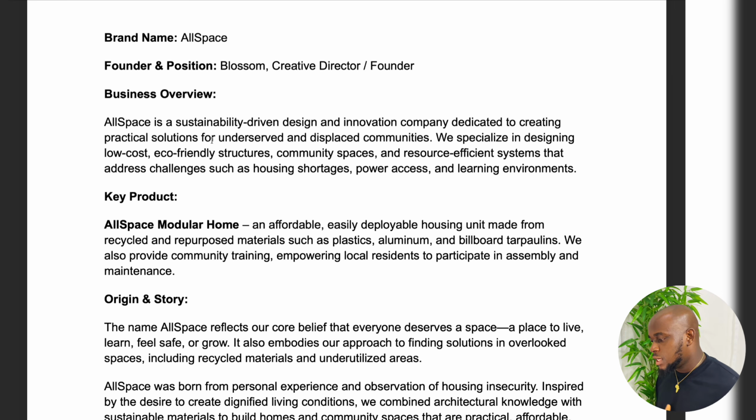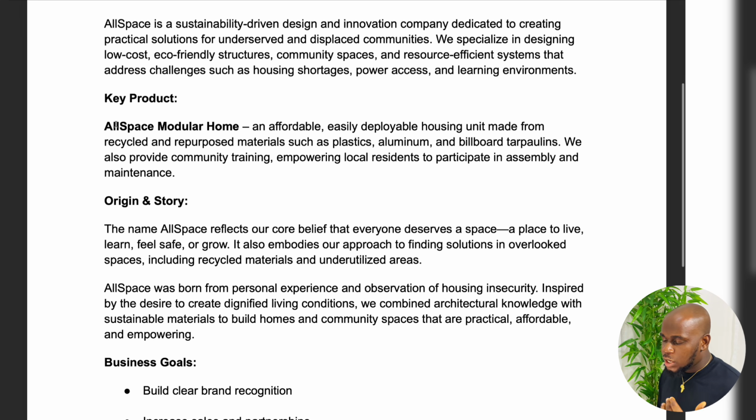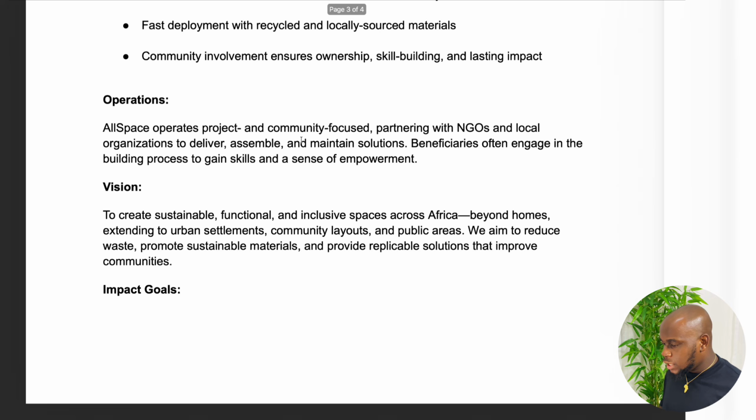They specialize in designing low-cost and eco-friendly solutions, community spaces, and resource-efficient systems that address issues such as housing shortages, power access, and learning environments. So it went on to describe. Another thing: their key product is the Allspace modular home. So they have a modular home that is their key product. And the idea of doing this is, in a way, to create a professional brief for yourself.